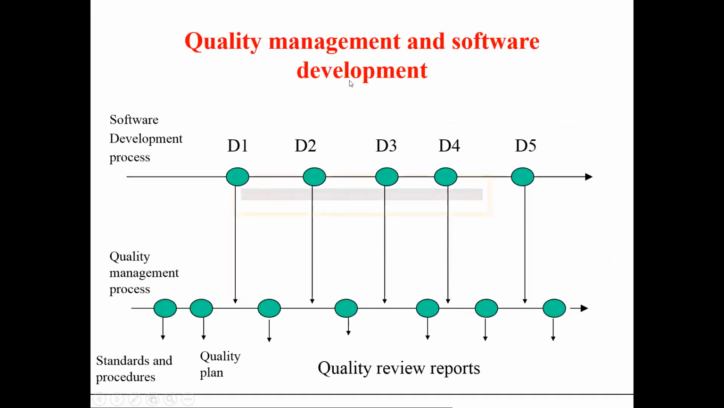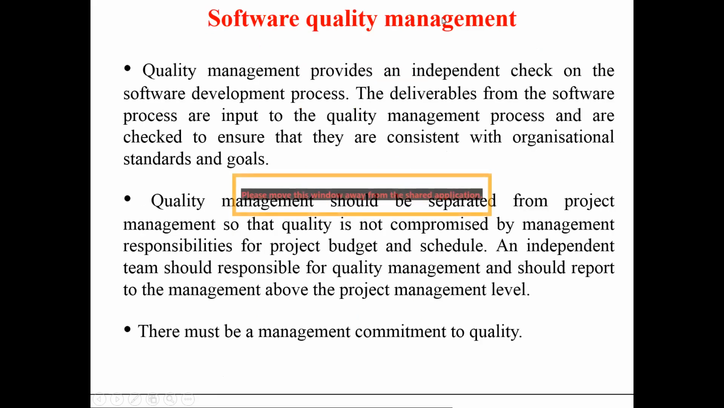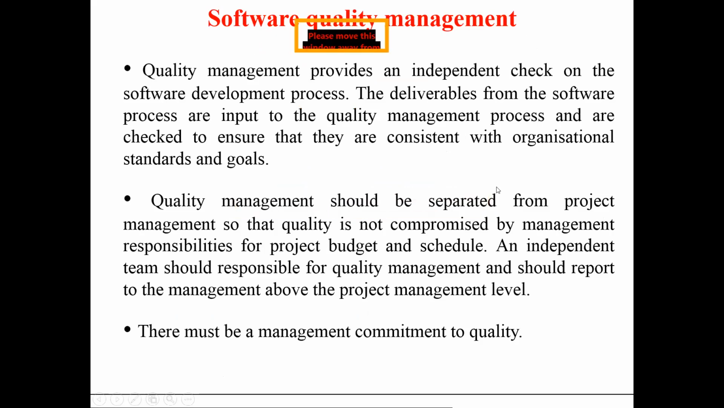This is how quality management goes with the software development life cycle. Before starting the software development life cycle, you start the quality management process. That means you have the quality management standards and procedures, and the quality plan. These are milestones in between the software development process, where you get quality review reports. So if someone asks when you can start the quality management process, it is before the software development process. This is how you can describe software quality management. Read this first.